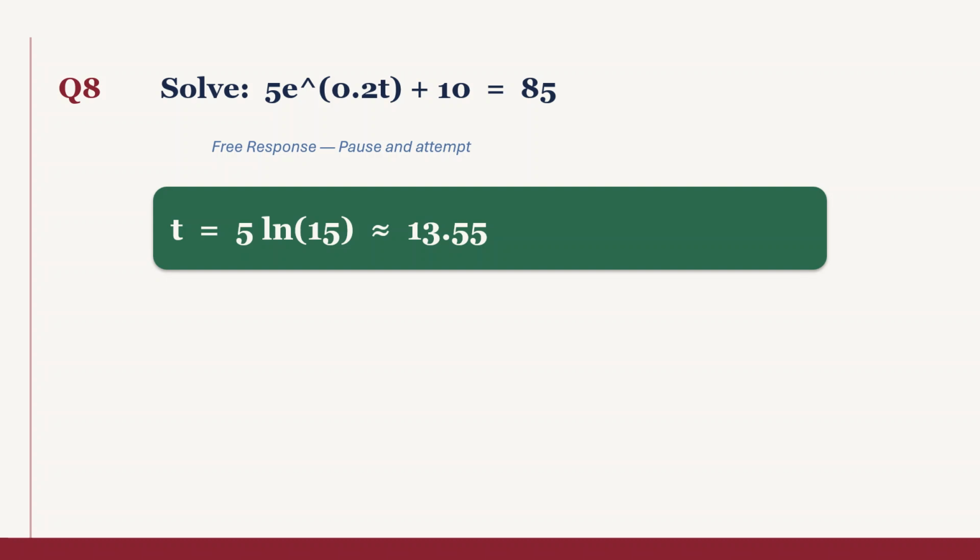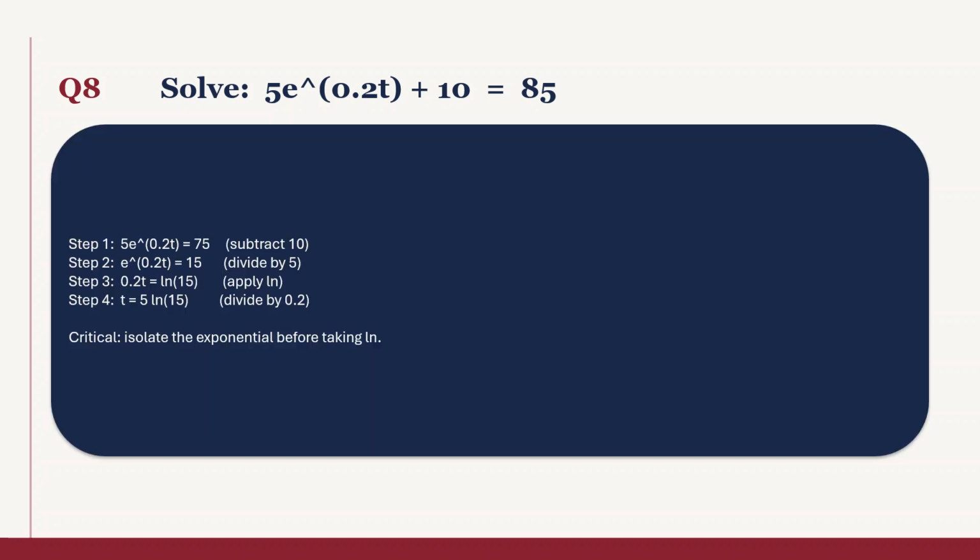Question 8. Free response. Solve 5e to the 0.2t plus 10 equals 85. Pause to attempt. The answer is 5 times the natural log of 15. Isolate the exponential. 5e to the 0.2t equals 75. Then e to the 0.2t equals 15. Take natural log of both sides. 0.2t equals natural log of 15. Divide by 0.2. t equals 5 times natural log of 15.